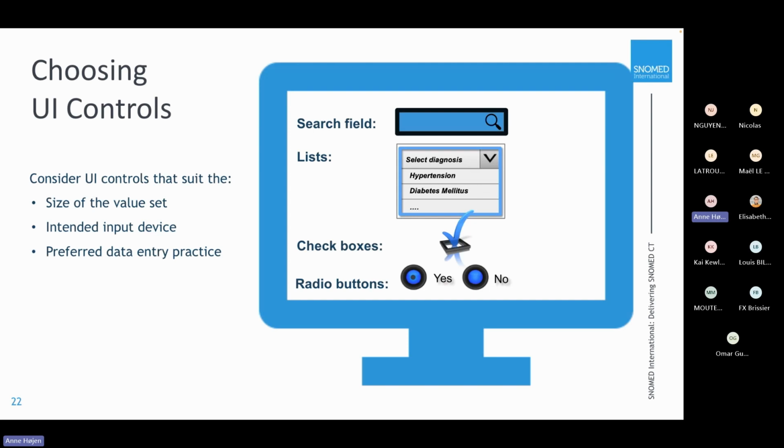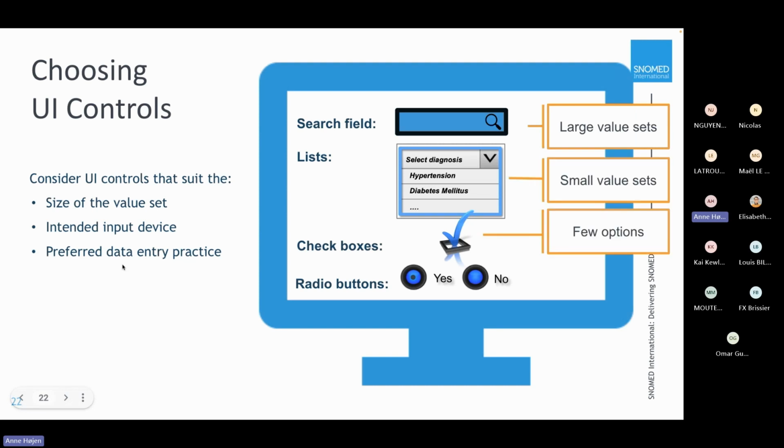So when you choose how you want to use SNOMED, it's important to consider some of these things: what is the size of the value set that we are using, what is the mechanism that we are using, and what are the preferences of the clinical users. If you have large value sets, use a search field. Small value sets, you may have a drop-down list, or a few options, just use checkboxes. And if you have questions that are mutually exclusive, use radio buttons.